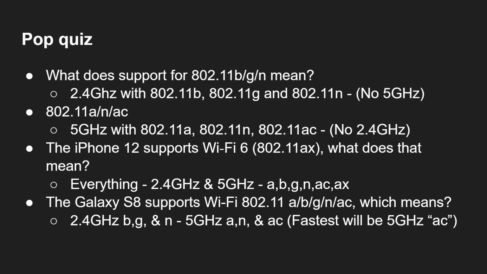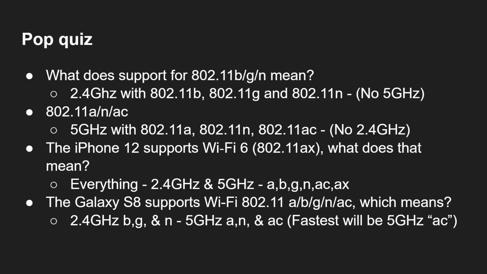Now, the iPhone 12 supports Wi-Fi 6, 802.11ax. What does that mean? It means it supports everything. It's got 2.4 gigahertz and 5 gigahertz. It covers a, b, g, n, ac, and ax. So that's great. As I said earlier, if you are getting into Wi-Fi 6, at least you know you're going to get everything in the box. And the Galaxy S8, of course, it's a few years old now, so it was doing pretty well for its time.